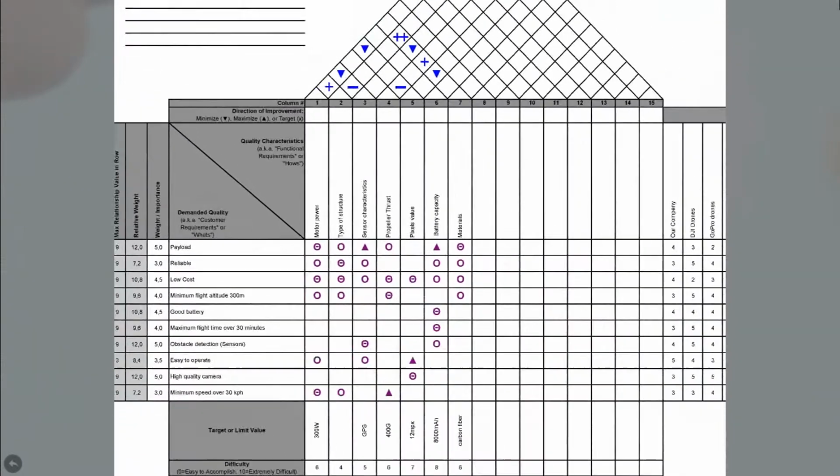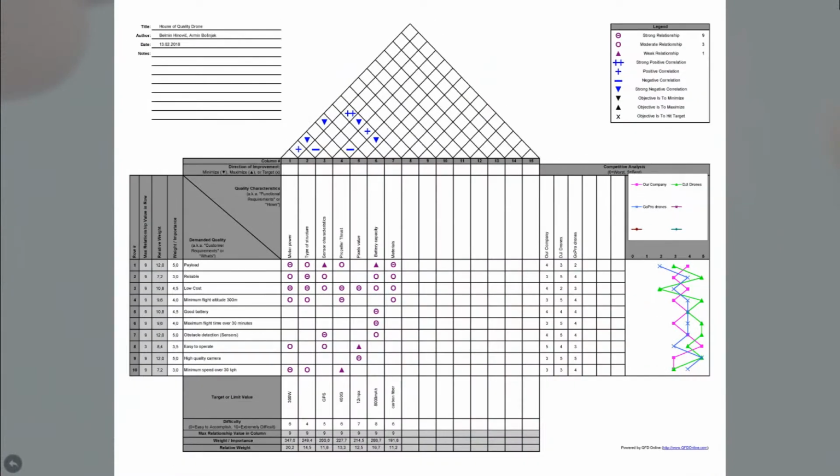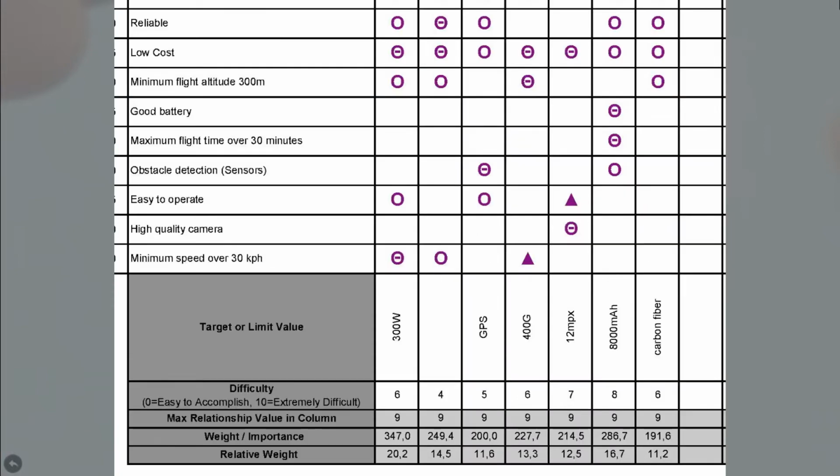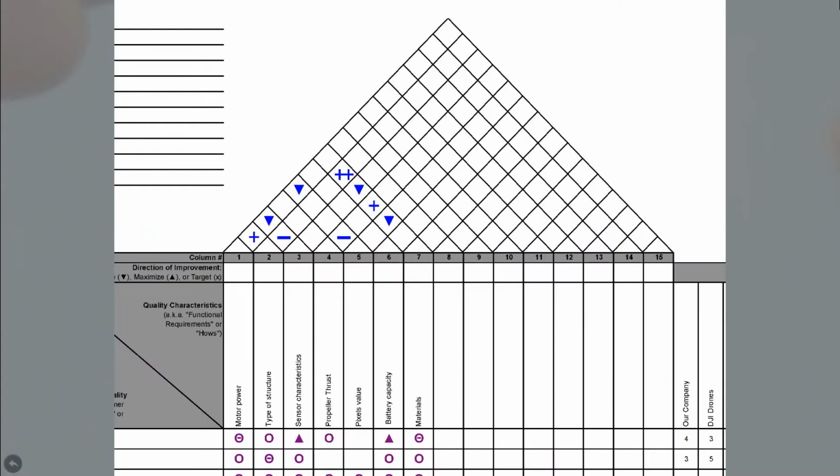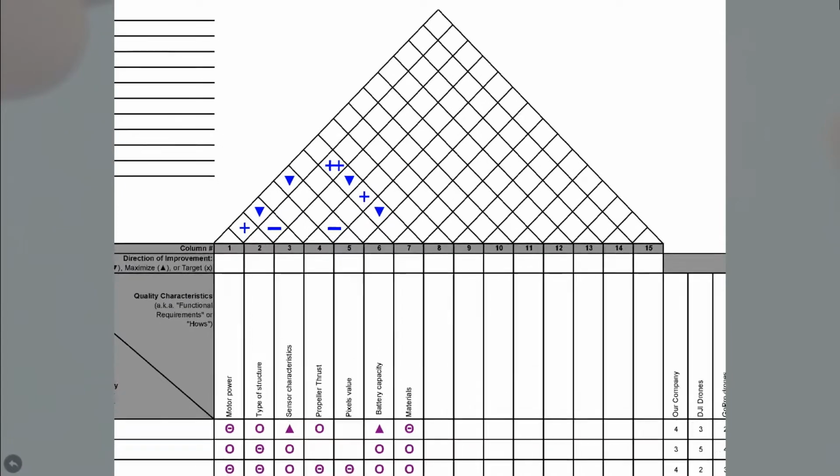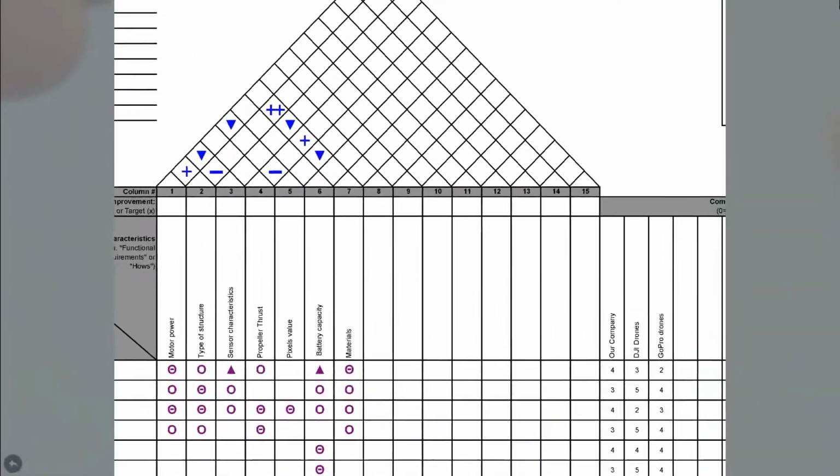I must admit that we also finished the interactions between different product design requirements, and we managed to get target values for the different PDRs and the trade-offs at the roof of our house, which you can see right now. At the end of the first phase, we searched and examined the market for our competition and found two competitors, DJI drones and GoPro drones, and we compared their products to ours.